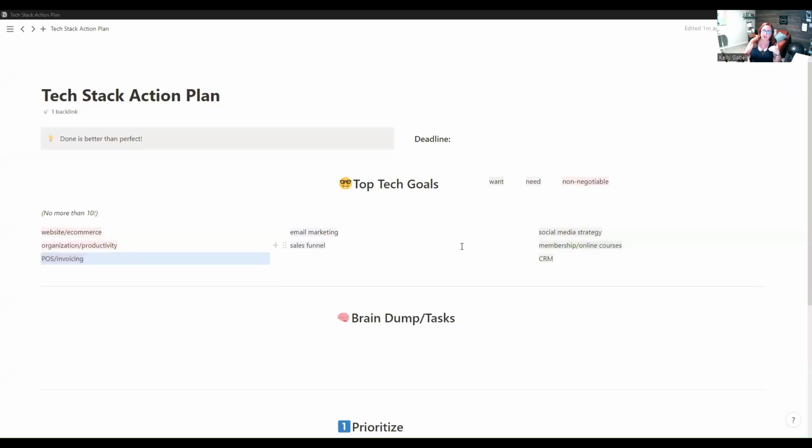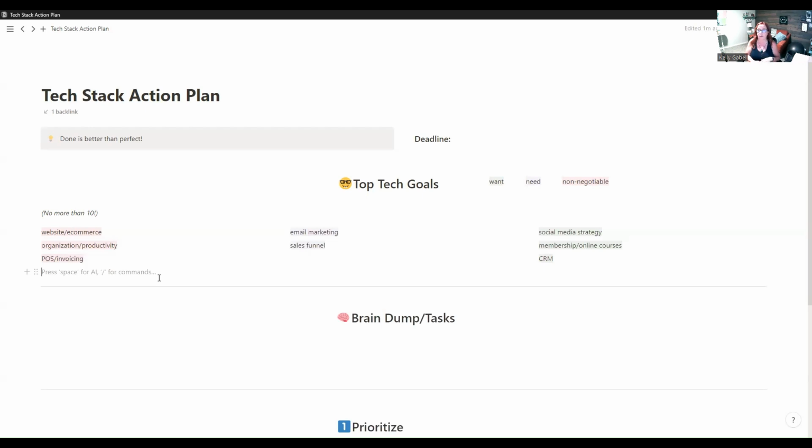So now from here, we need to decide, okay, of the 3 that we've decided are non-negotiables, what is my number 1 priority right now? And this is where it's completely going to vary based on you. So you may have kind of an analog organizational process. You may have your lists and things like that, and it's working for you right now. So maybe that's not your number 1 priority.